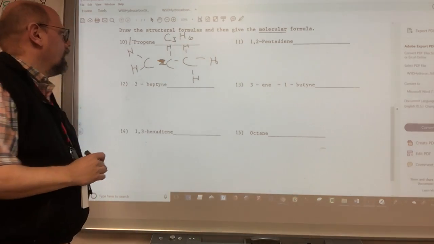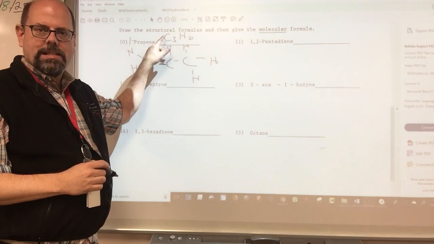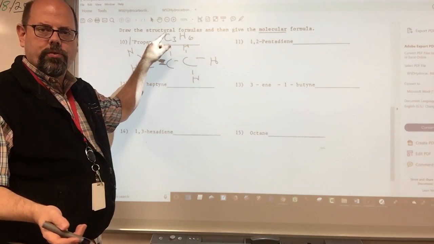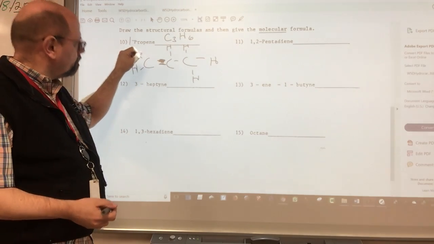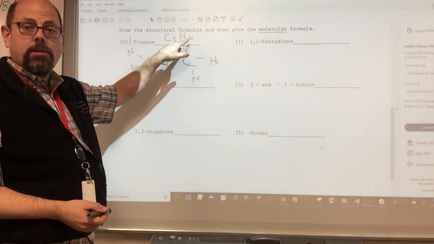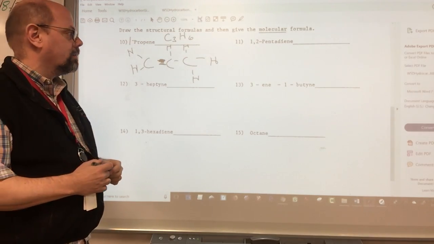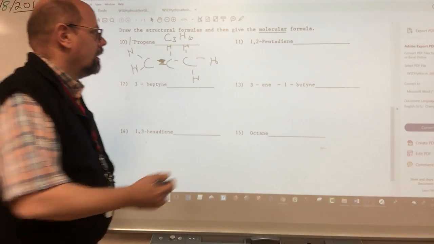Okay. If you remember before that, it was always double the number of carbons plus 2 for hydrogens that we talked about in class. If you put a double bond, that's going to take 2 of those away. It's just double the number of carbons is the hydrogens.